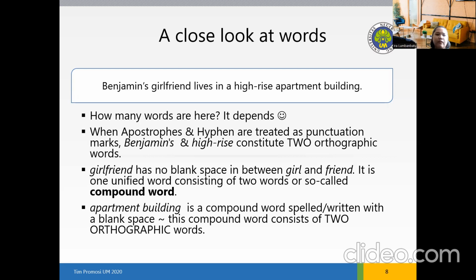But let's see the difference here, girlfriend and apartment building. Girlfriend has no blank space, so it will be considered as one word. And apartment building, because there is a blank space between those words, will be considered as two orthographic words.